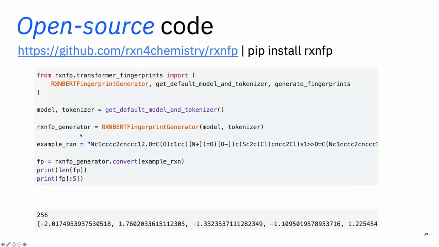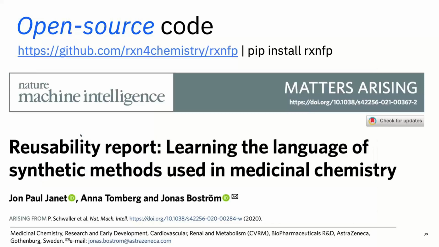We have open source code available, so after installing RDKit, you can basically pip install rxnfp, and it only takes a few lines of code to generate fingerprints. And recently, folks at AstraZeneca even wrote a reusability report on our package, and basically made it work on their own internal data. So we're super happy about that. Thanks a lot.